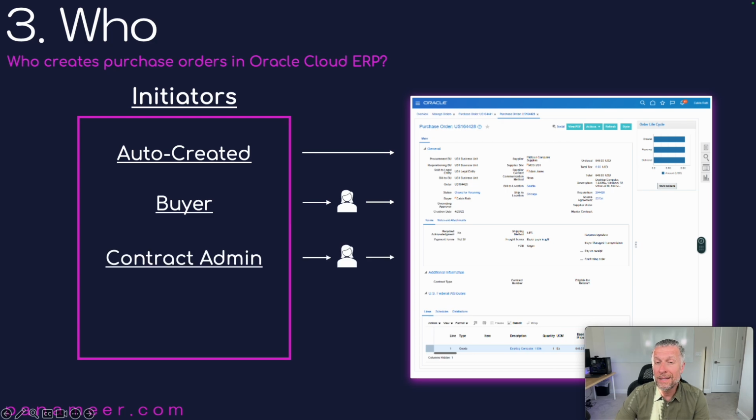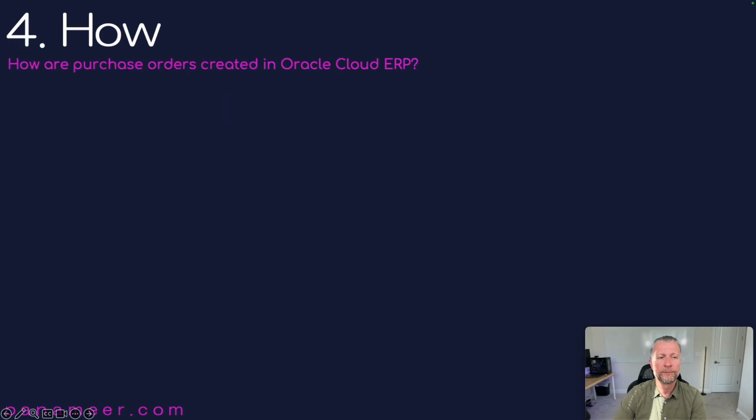Some are created by the contract admin based on what we call the fulfillment transactions on the contract line. And then some are created, although not always advisable depending on what applications you have deployed, via the sourcing specialist, and they are awarded that sourcing event to a purchase order in Oracle Cloud.